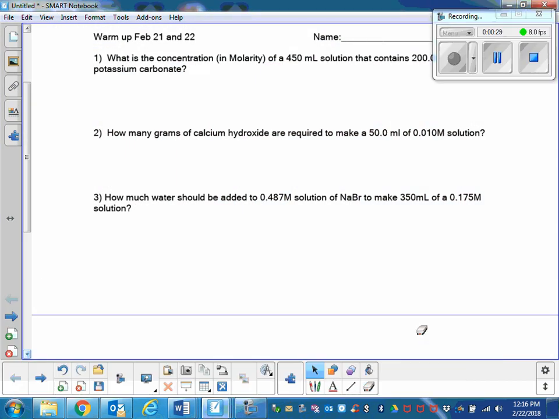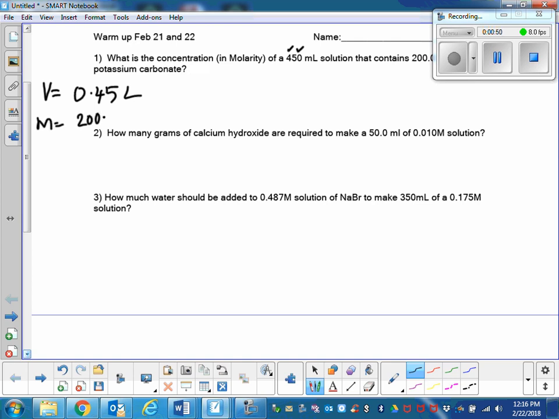Yeah, this is yours. Okay. So we have two things, right? The volume given should be in liters. It's 0.45 liters. That's only two significant figures. The next thing we are given is the mass, and that is 200 grams. And the given substance is potassium carbonate. So you should know to write formulas correctly. I don't need mass in grams. I need to convert it to moles before I can find molarity.